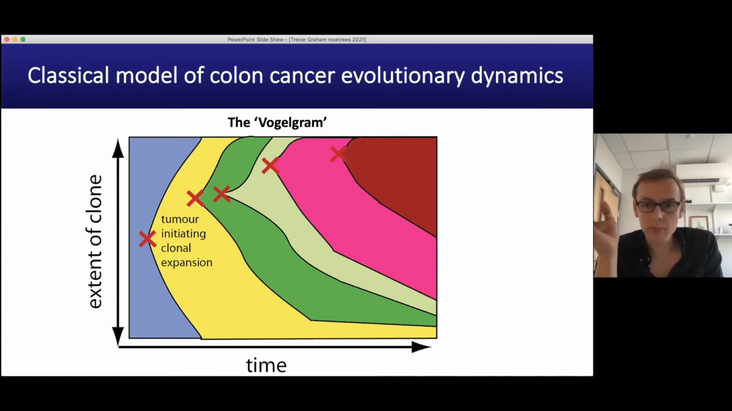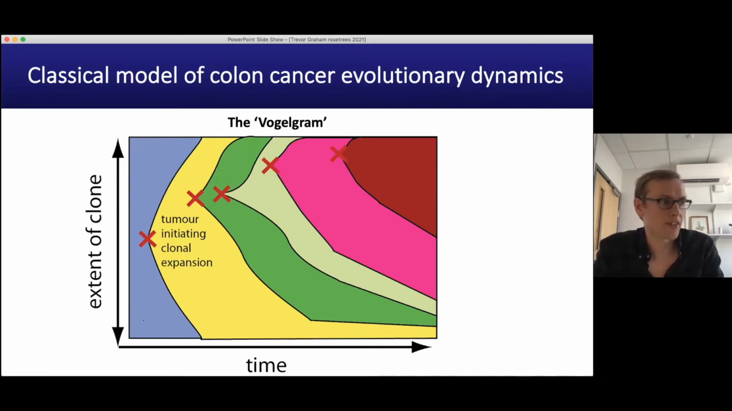As many of you will be aware, throughout recent years, colon cancer really has been paradigmatic for understanding the evolution of malignancy. And famously, the work from Bert Vogelstein proposed what is affectionately known as the Vogelgram, where there's a series of key alterations in key cancer genes, which each drive a clonal expansion. And that's what's depicted in this cartoon.